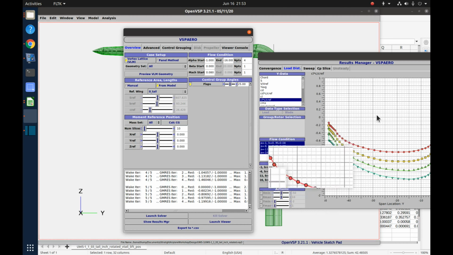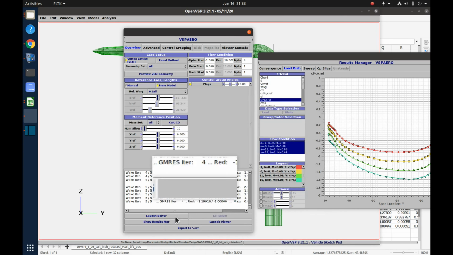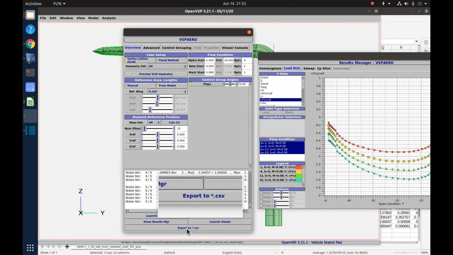Once you've obtained your results from the vortex lattice method, you can save them out. And you do that by clicking this export to CSV file. And CSV stands for comma separated variable. It's a text file. And you can actually import those into spreadsheets. Now, I've already saved out the results for both the positive angles and negative angles of attack. Let me show you that file real quick, but we won't get into details.